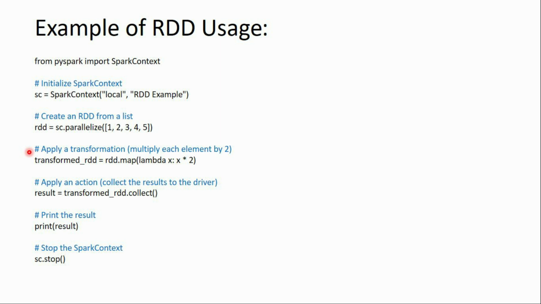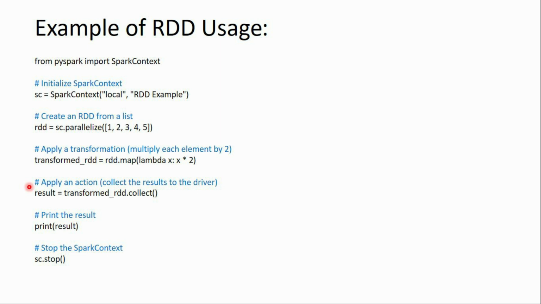Next, let's transform our RDD. In Spark, transformations are operations like map, filter, and reduce. Transformations don't execute immediately. They create a new RDD. Here, we're applying the map transformation, which multiplies each element of the RDD by 2.